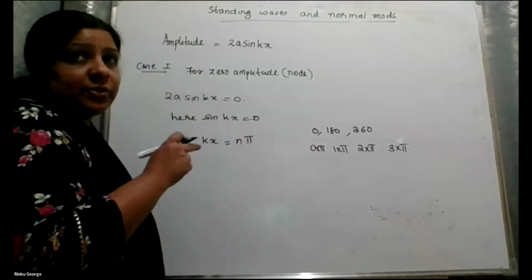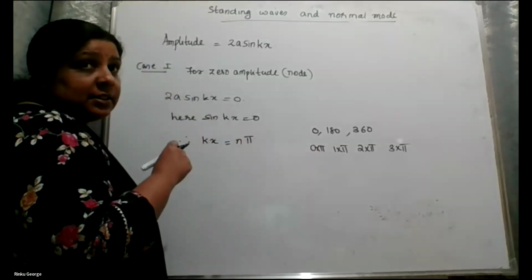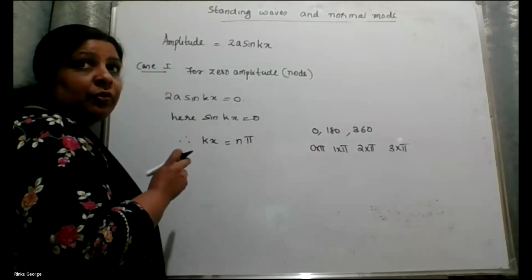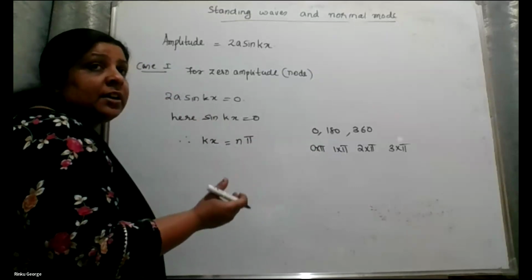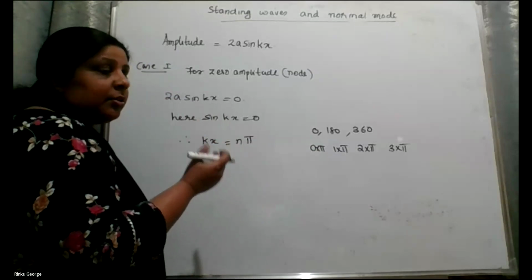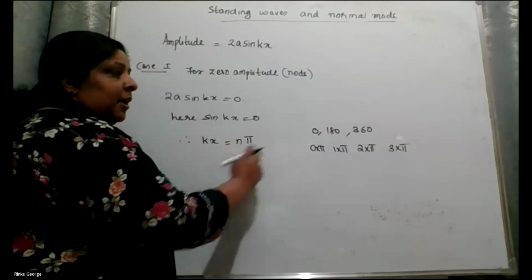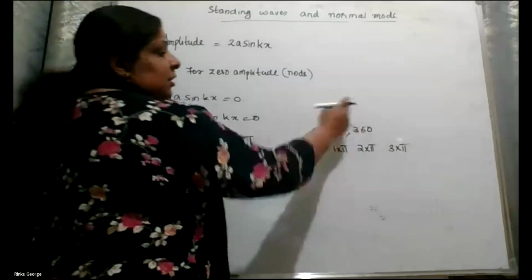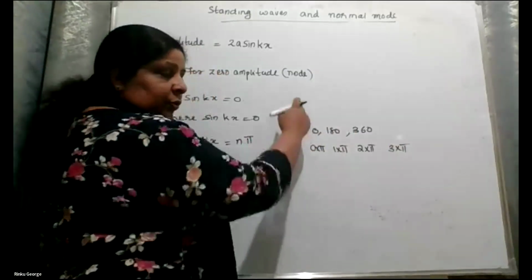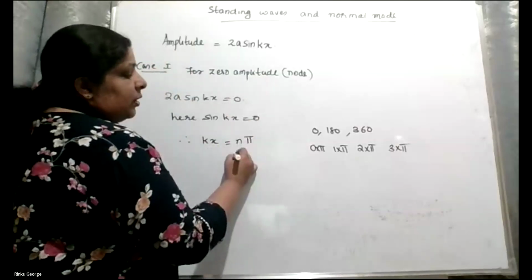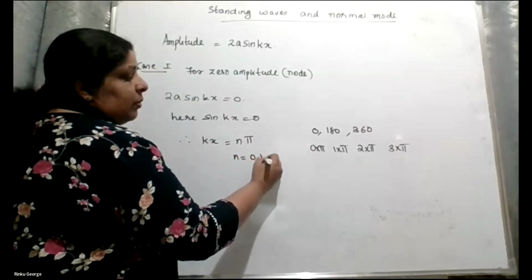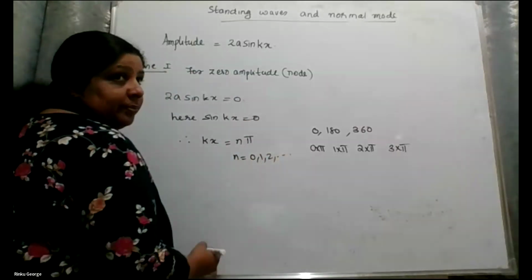Our aim is to find x. X is the position of the node. You're going to find at which positions you are getting a node. That is what you're finding. So kx is equal to n pi. If you have doubt in this, note it for your reference. Here n is 0, 1, 2, 3, etc.